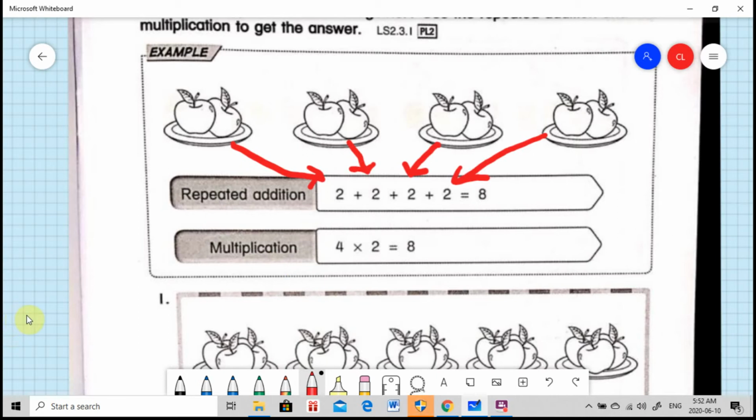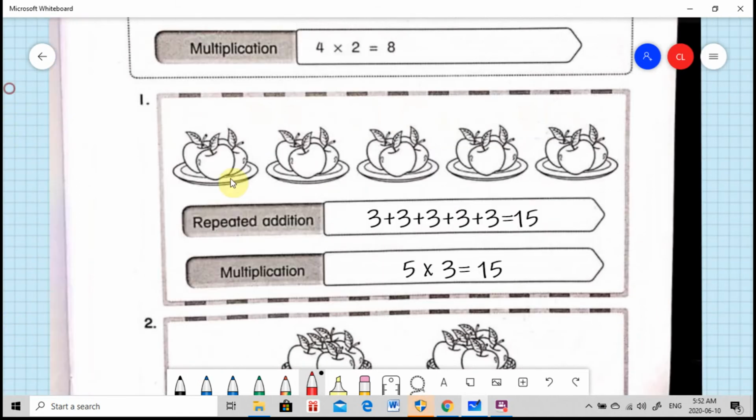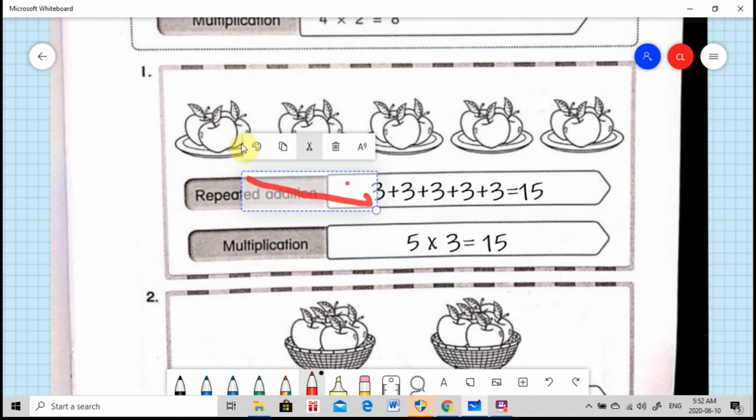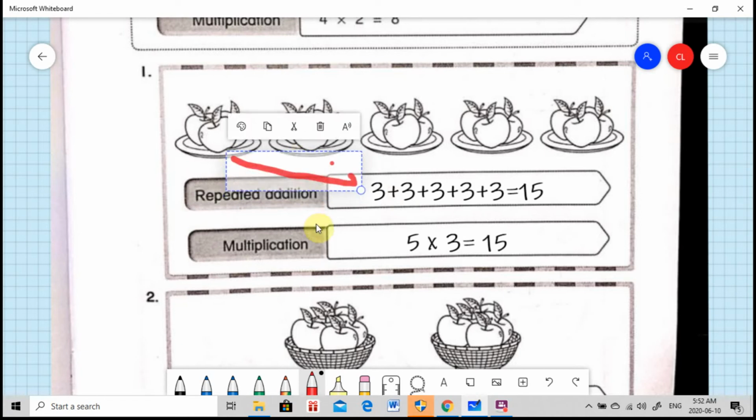So let's look at the next one. We have the same thing here. If we do it using repeated addition, we can get the answer, but it won't be that fast. So let me put this one here. Okay, so this is the first one. Then we have this one, this one, and this one.